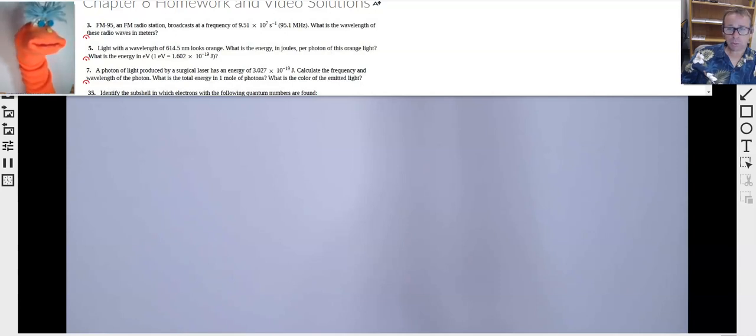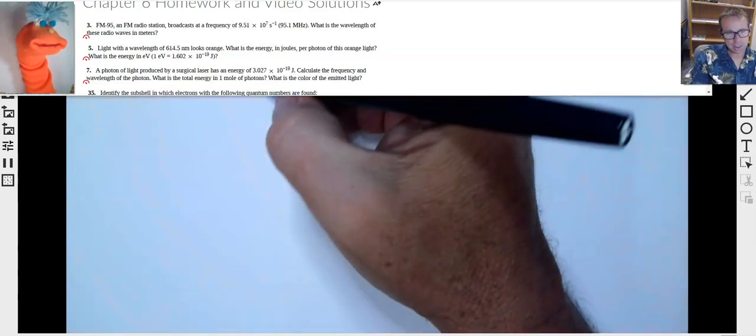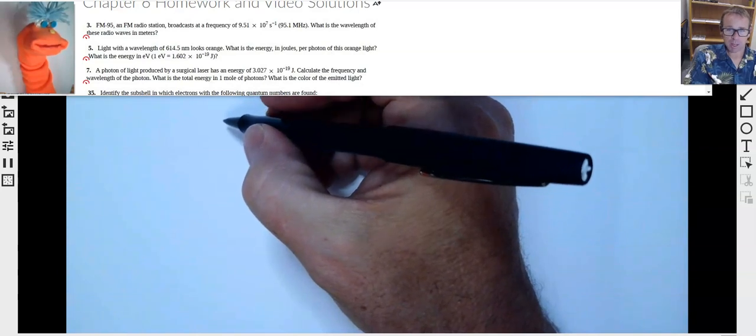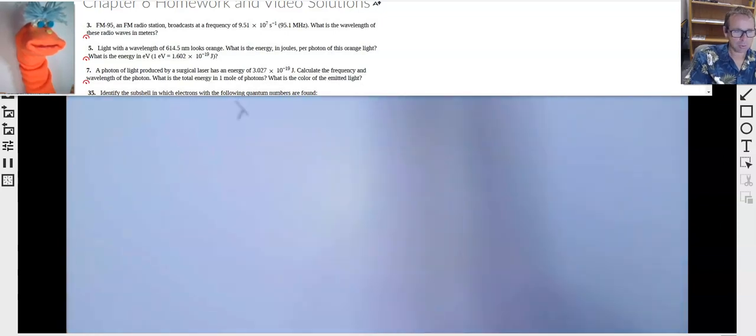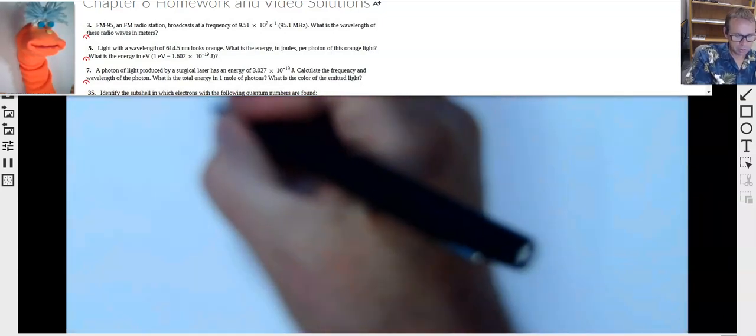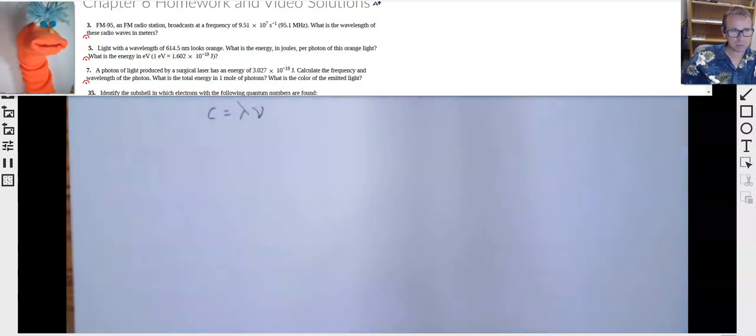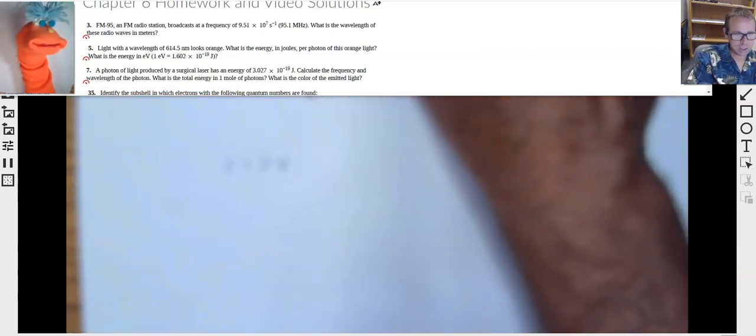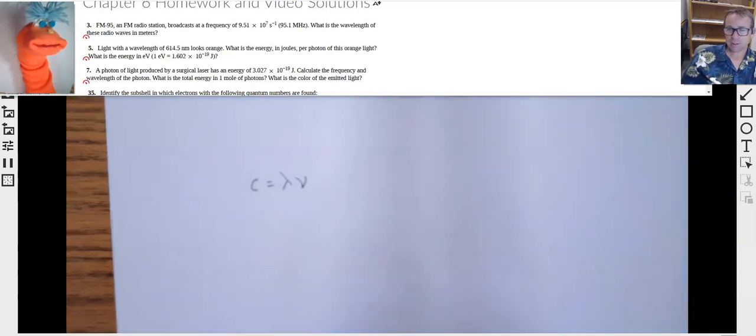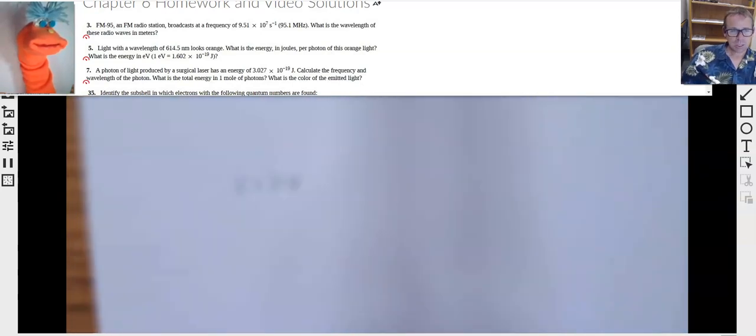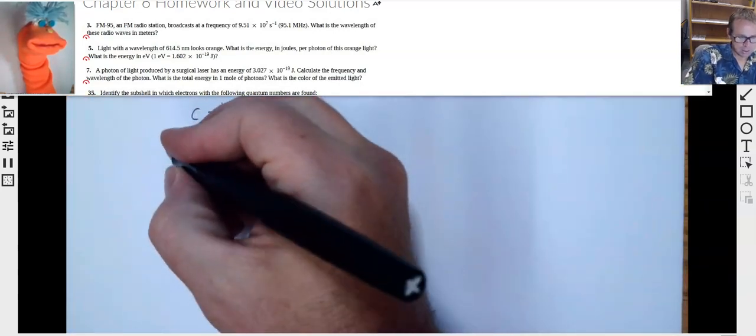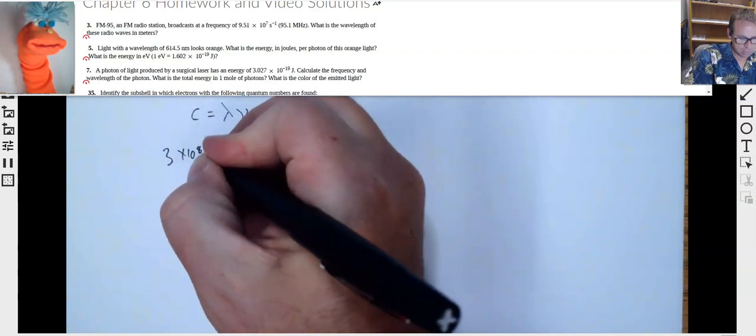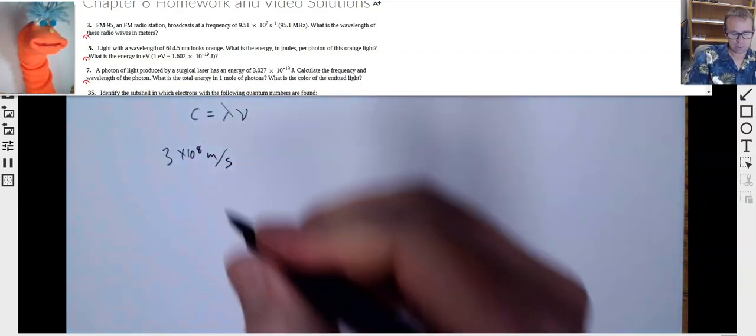Okay, good. So we want the wavelength in meters, and we're given the frequency. In class and in the videos, we've talked about the relationship between wavelength and frequency. Wavelength times frequency equals the speed of light. Electromagnetic energy all travels at the same speed under the same conditions, and that speed is what we call the speed of light. That is roughly 3 times 10 to the 8th meters per second.